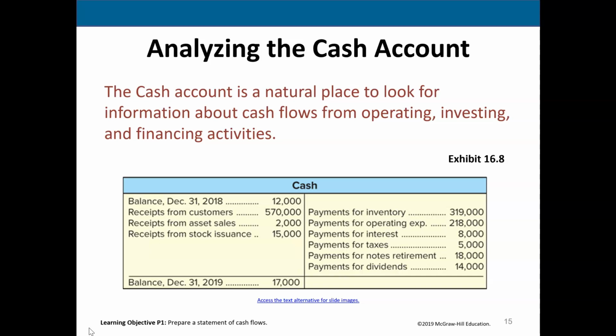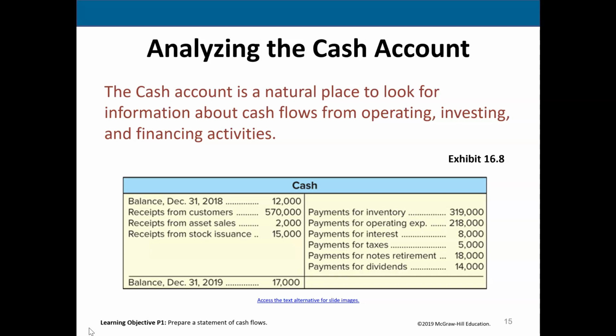On the debit side of this T, you have receipts from customers for $570,000, receipts from the sale of assets is $2,000, and then receipts from stock issuance is $15,000. Now, those all don't go under operating because we have the 3 sections: the operating, the investing, and the financing. So these are going to go into different sections of the cash flow statement.